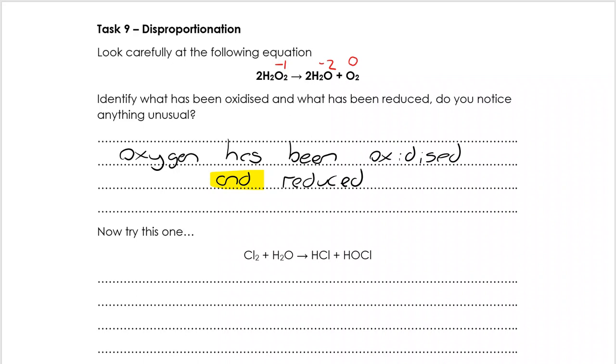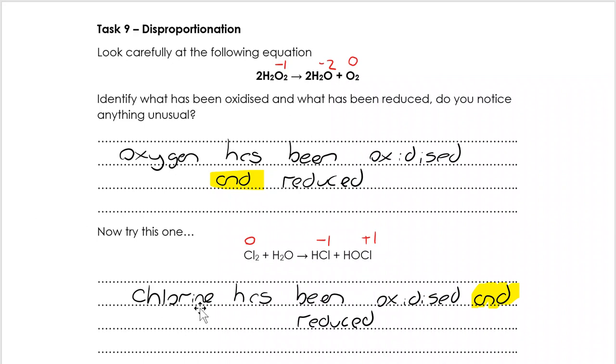So let's have a look at the next example, where we have got chlorine, oxidation state 0, has been reduced to HCl, but has been oxidised to HOCl. So in this case, we can say the chlorine has been both oxidised and reduced.